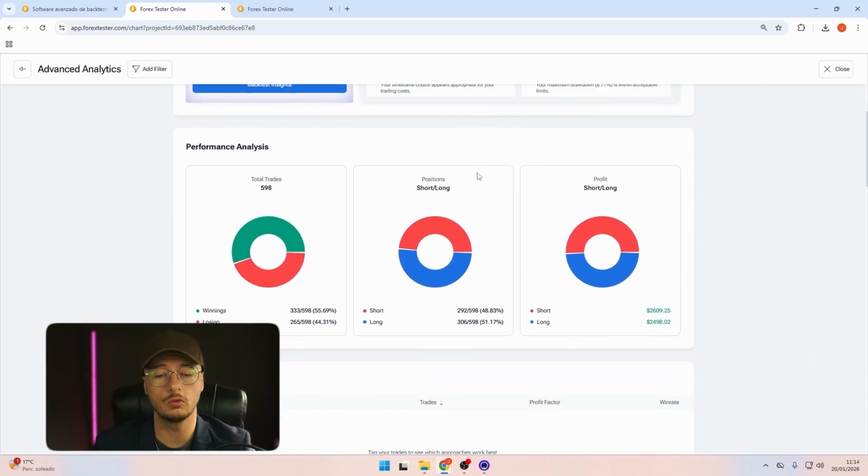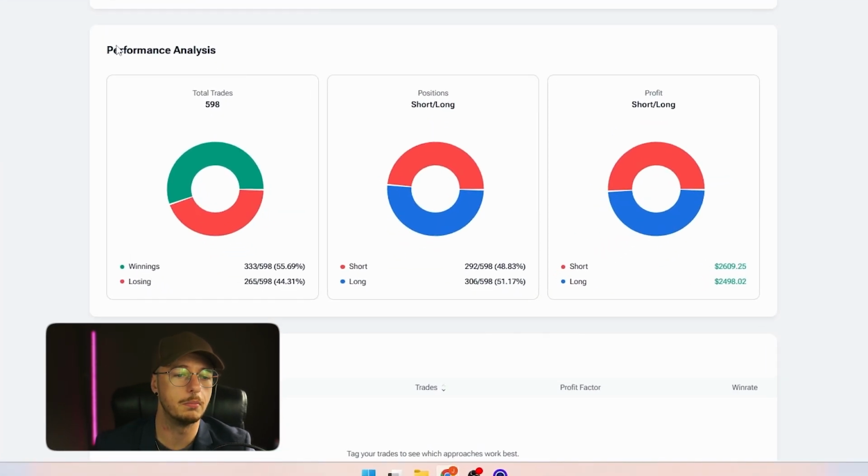But let's continue down, because we won't stay here, and we can see performance analysis. This is basically the total trades, where I'm going to get my winning trades and my losing trades. As you can see, I have a 55% win rate, and the positions are divided in short and long, being short at 48% and long at 51%, so it's more or less equal. And as well, super important, I've got the same profit in the shorts as in the longs. It's more or less equal.